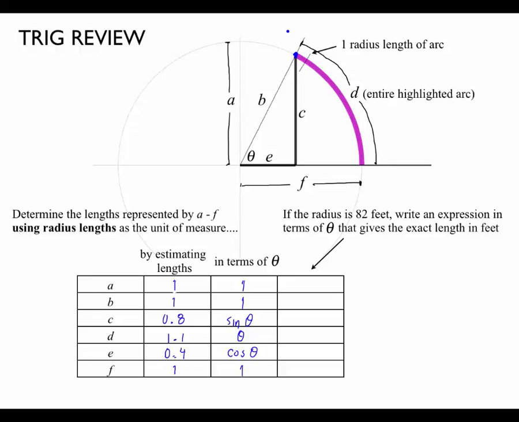You do the same thing for every entry. If these are all radius lengths, and now each radius length is 82 feet, then how are we going to get it in feet? Just multiply each one by 82. So all the radius lengths are 82. Okay, what's the arc length in feet? 82 theta. That's the arc length in feet. And then this vertical height, 82 sine theta, horizontal distance, 82 cosine theta.